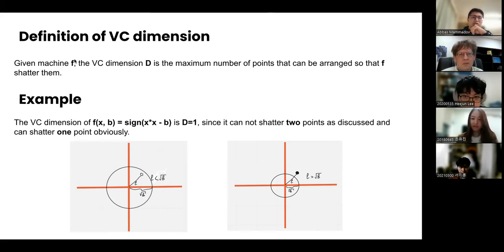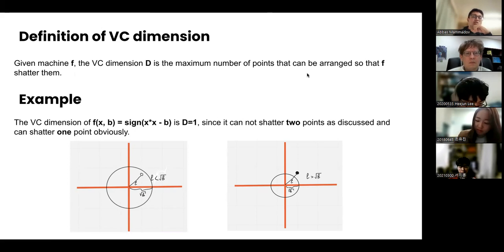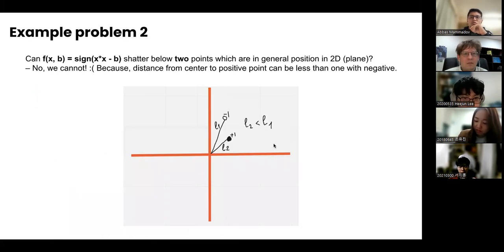Again, we are given some machine F, which is just taking an input and making an output of binary classification, +1 or -1. And the VC dimension D is the maximum number of points that can be arranged so that F can shatter them. But here, one thing you should understand is we are not considering all the possibilities of the points. If we can find just one possibility of the points, let's say in this case, we are just putting the points like 1 here and 1 here. And if we are just considering only those 2 points, that's enough.